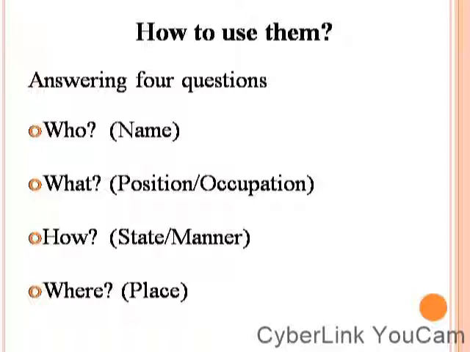How to use them? These basic things are already known. We might have studied all these things in school. But the problem is how to use the be form words in sentences. Basically, these be form words are used to answer the following 4 questions: who, what, how, and where. Who refers to the name, what refers to the position or occupation, how refers to the state or manner, and where refers to the place.